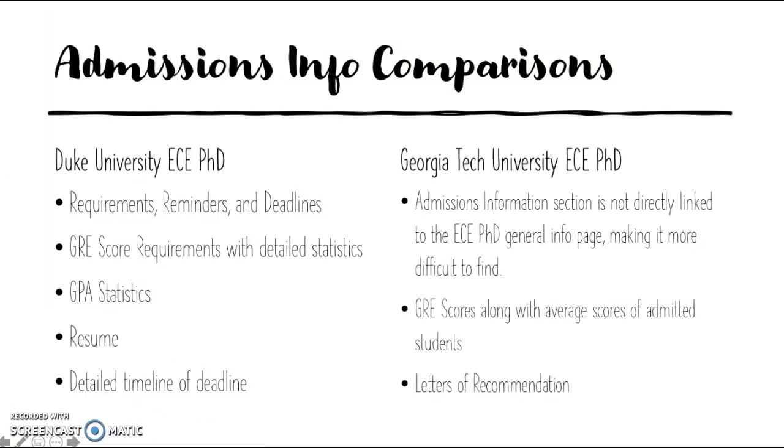So, comparing those last two slides that we just saw, once we arrived at the admissions information sites, the details of the sites are comparable. The Duke University page has a slight upper hand in terms of detail, making it easy to see the average statistics for every incoming class with just a single click off of the page. This is information that is not readily available on the Georgia Tech website.